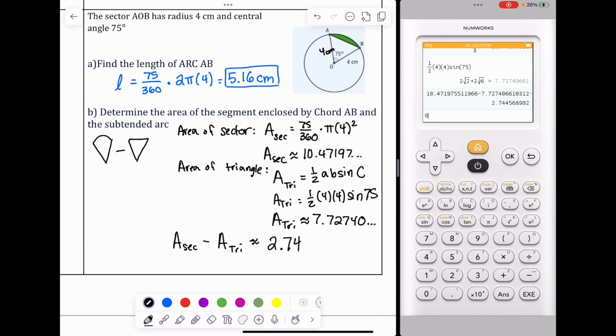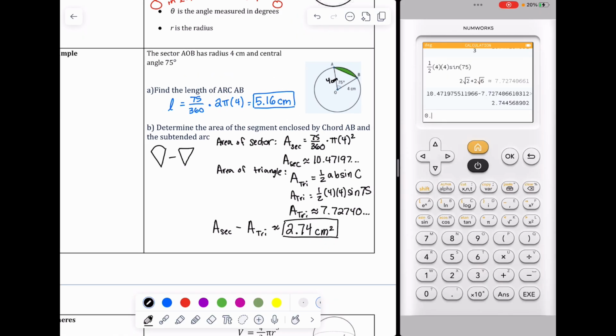From there, we're good to round and keep it at that because we're at the end of our problem. And we have units here. This circle is measured in centimeters, so this will be 2.74 centimeters squared, and that is our answer. So that is some examples dealing with arc length and sector area, and in this case, another triangle area practice too.